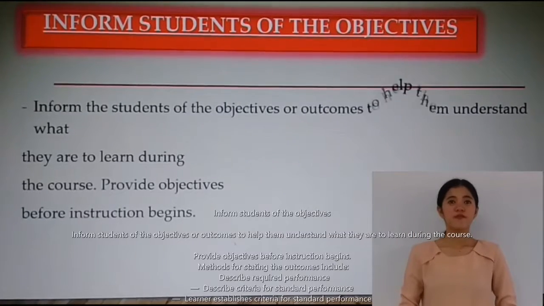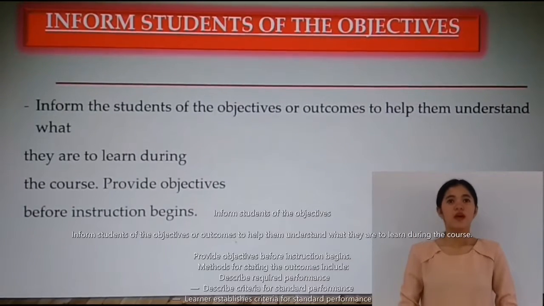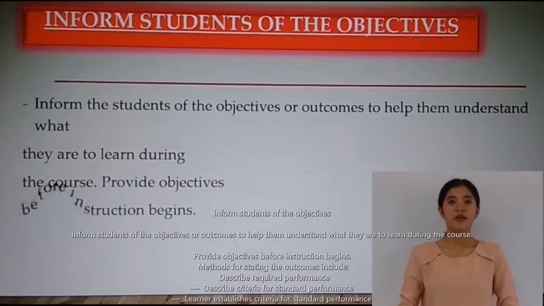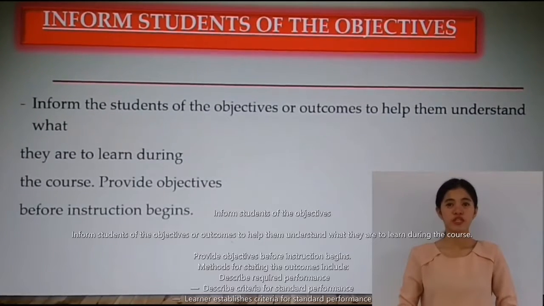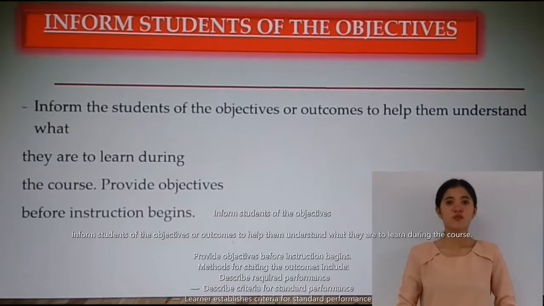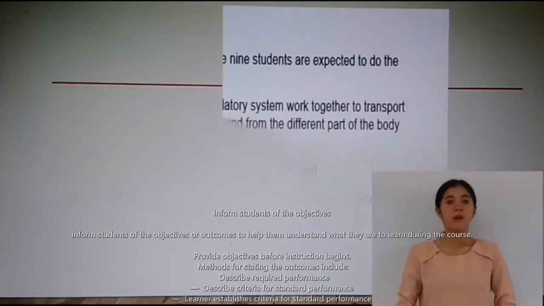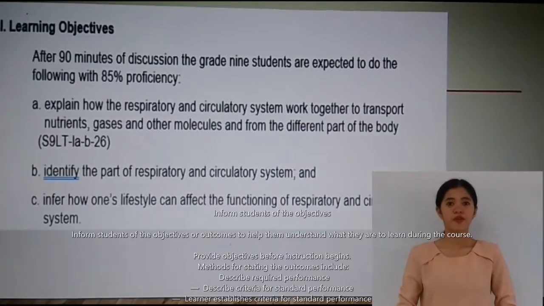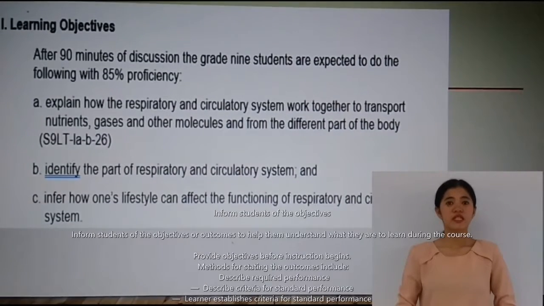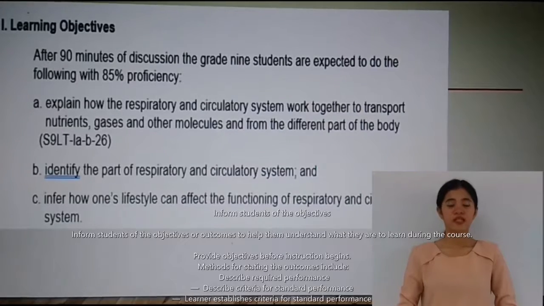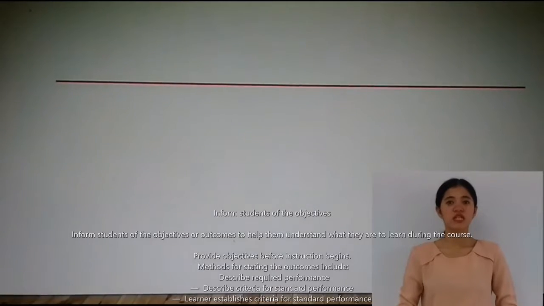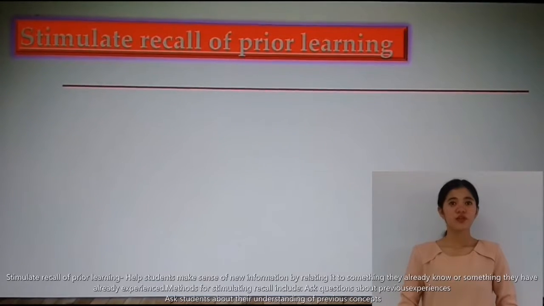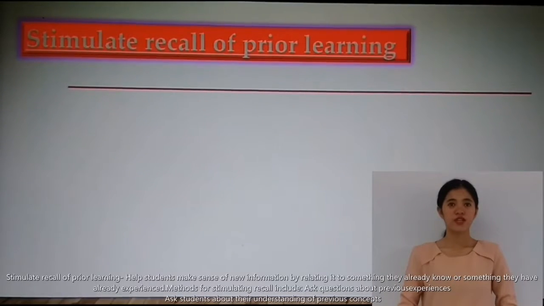Second is inform students of the objectives. Inform students of the objectives or outcomes to help them understand what they are to learn during the course. Provide objectives before instruction begins. Methods for stating the outcomes include describe required performance, describe criteria for standard performance, and learner establishes criteria for standard performance.